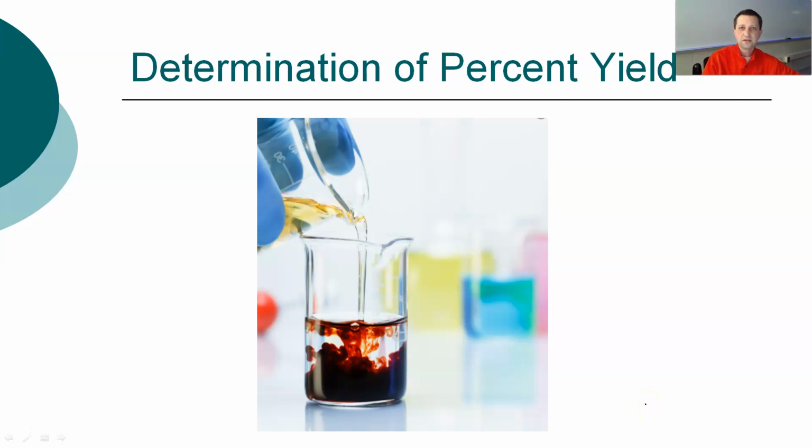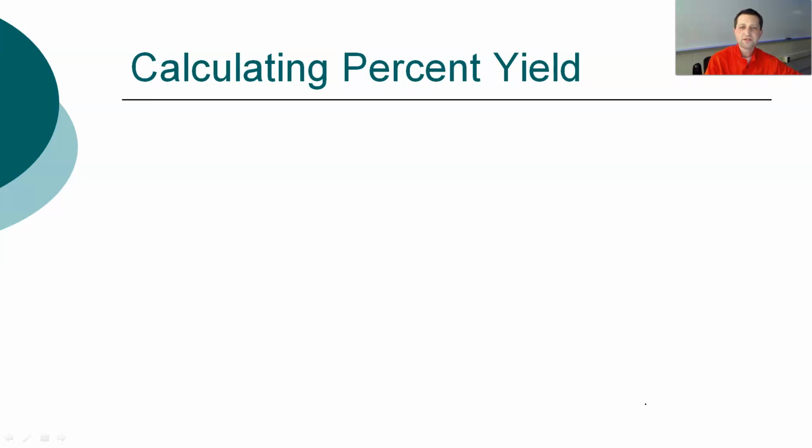What we're going to do today is look at something called determination of percent yield, and this is actually the last lesson in our stoichiometry unit. So when we talk about percent yield, we want to talk about an actual chemical reaction.